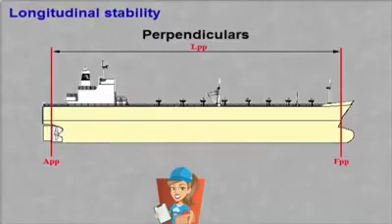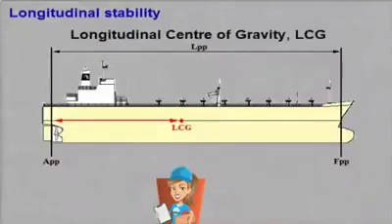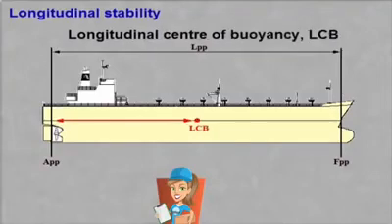In calculations, the length between the perpendiculars is often used and referred to as LPP. In the middle of the perpendiculars, we have the so-called mid-length of the ship. This is found by dividing the distance LPP in two. LCG is the centre of longitudinal gravity, and its placement is dependent on the longitudinal placement of masses on board. Normally, LCG is measured in metres from the aft perpendicular.